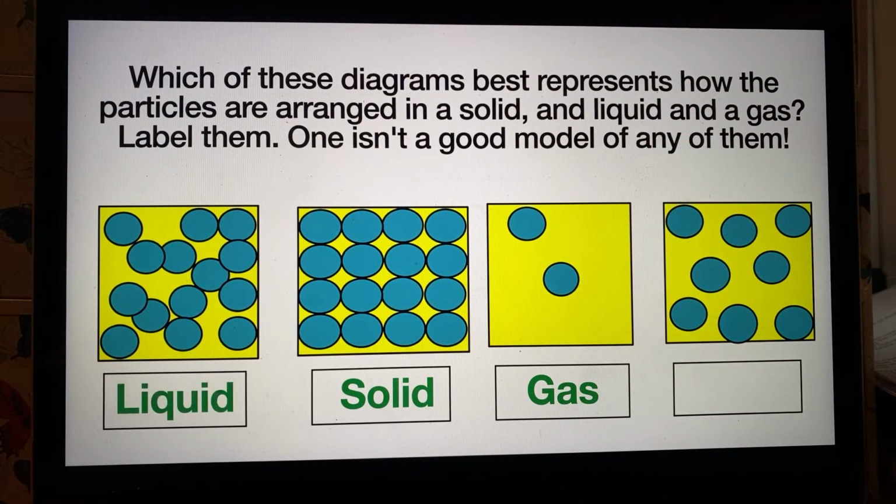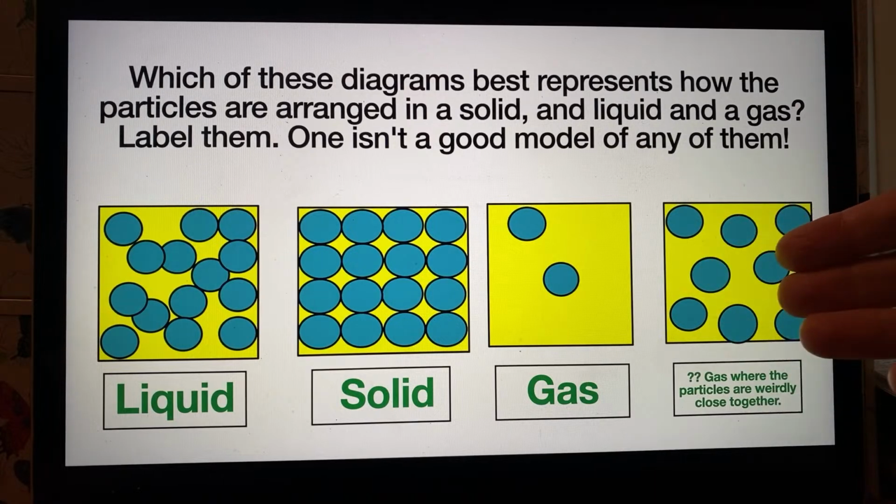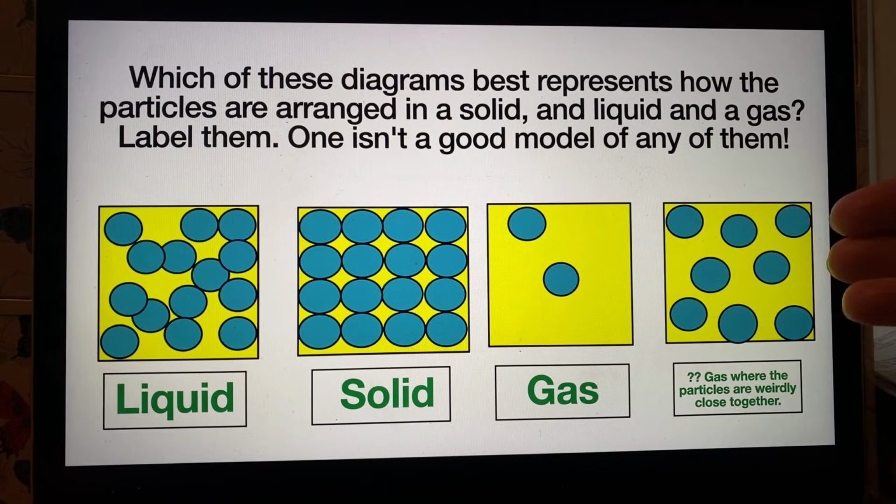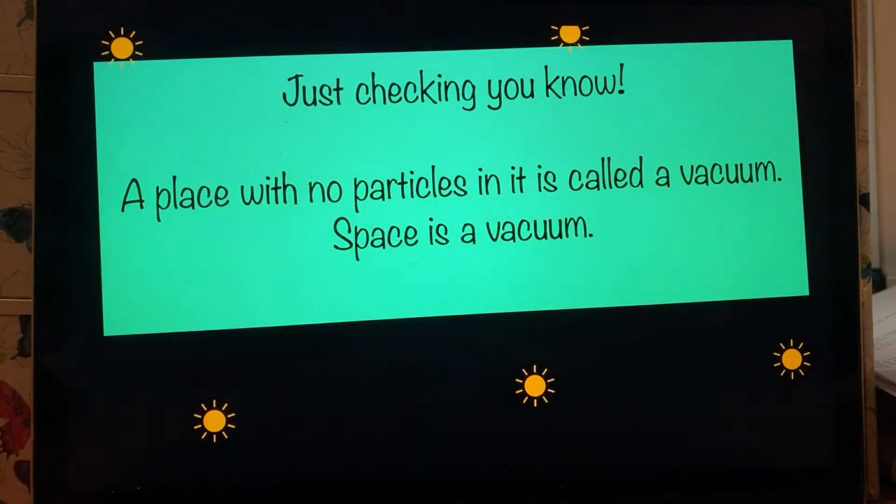The liquid's the one that gets people always confused. Particles in a liquid, they are actually touching each other. It's kind of like a ball pool. They're sort of moving around each other. The bonds are constantly forming and breaking. This one at the end is what people always draw when they want to draw a liquid. But this is just a sort of gas where the particles are weirdly close together. And just finally checking that you know, a place with no particles at all is called a vacuum. If it was just a yellow box with no dots in, that would be a vacuum. So space is a vacuum, okay?